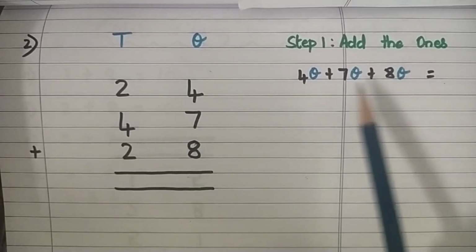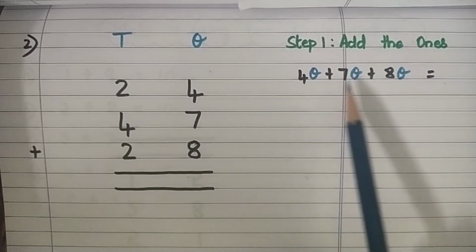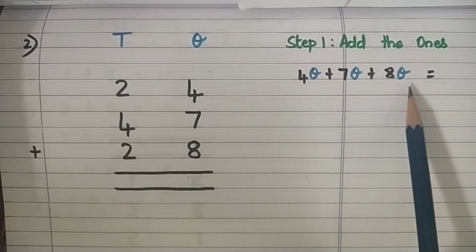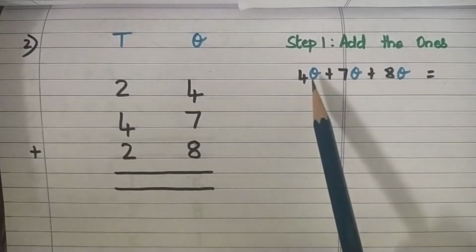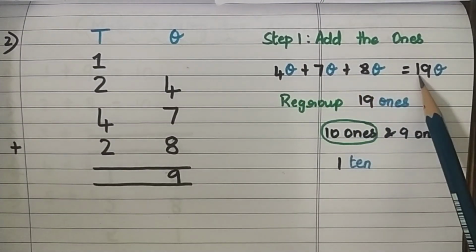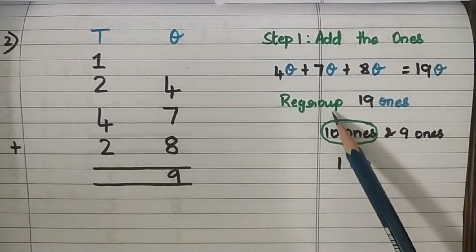Think, children. 8 is the biggest number. 8 plus 4 makes a 10? No. 7 plus 4 makes a 10? No. So in this, the numbers don't make a 10. So what do we need to do? We need to do a normal addition. 4 ones plus 7 ones plus 8 ones gives 19 ones. 19 is a two-digit number, so we need to regroup.